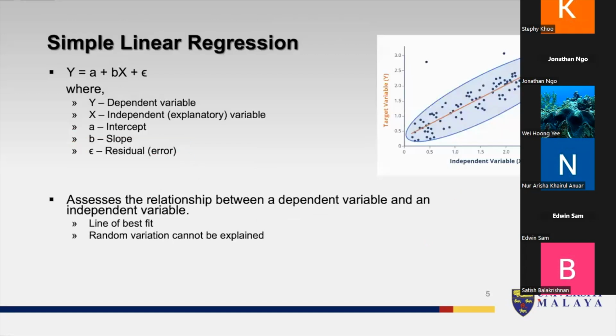So this is a simple linear regression. It can be expressed by this equation, Y = a + bX + epsilon. Your dependent variable is Y on the Y-axis, X is on the X-axis, with your intercept and slope, and also the residual error, which is something that we cannot explain through the model. Through linear regression, we try to find the best fit for the relationship between your variables.